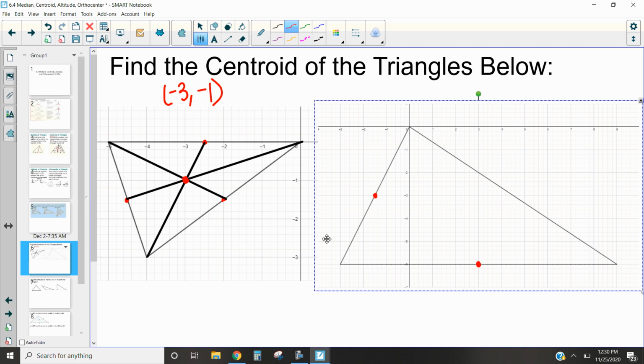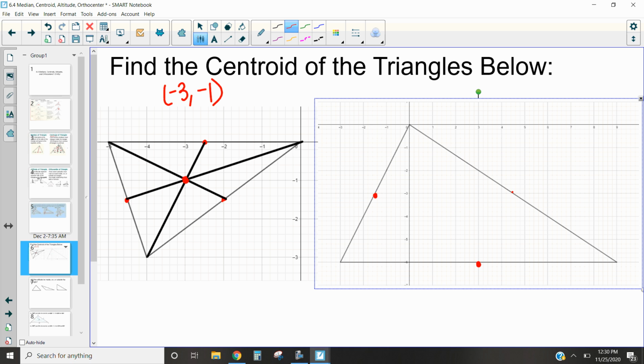So let's take a look at this next one. We're going up 1, 2, 3, 4, 5, 6. And in this case, we went back 1, 2, 3, 4, 5, 6, 7, 8, 9. So half of 6 is 3, half of 9 is 4.5. So I need to go up 3, 1, 2, 3, and back 4.5. 1, 2, 3, 4.5. And that'll get me to this beautiful point right here.